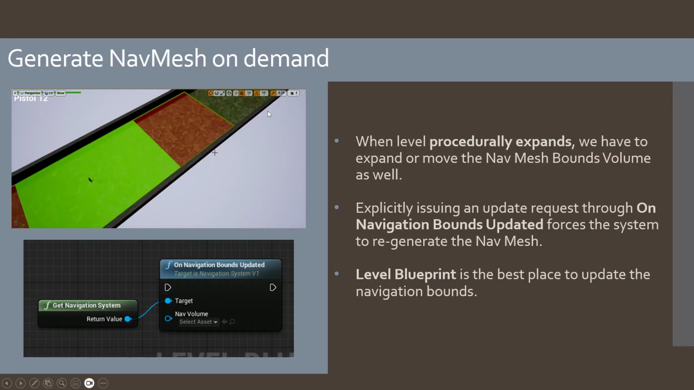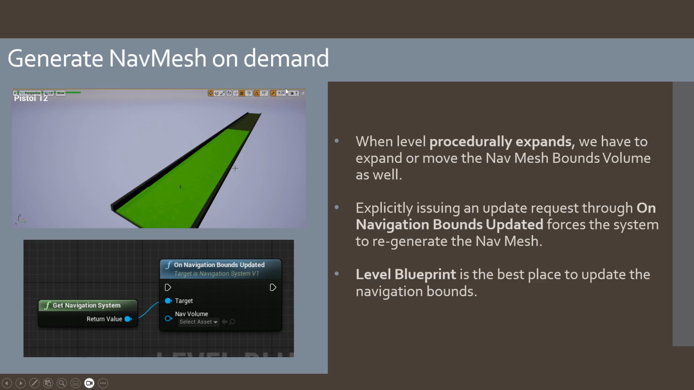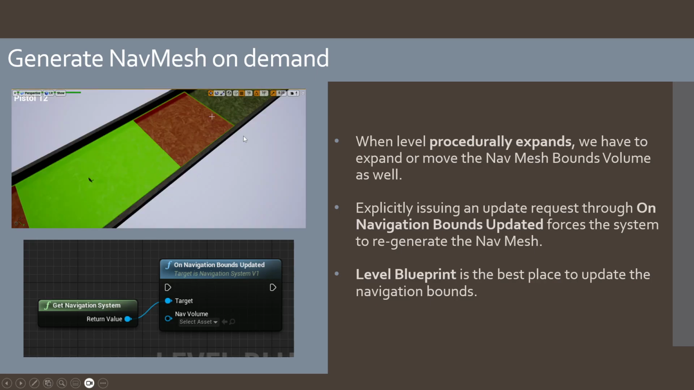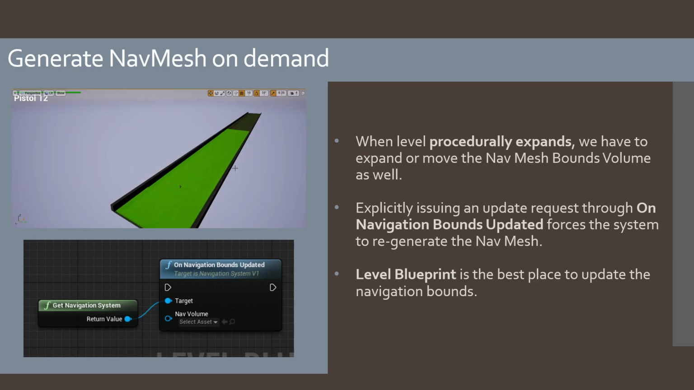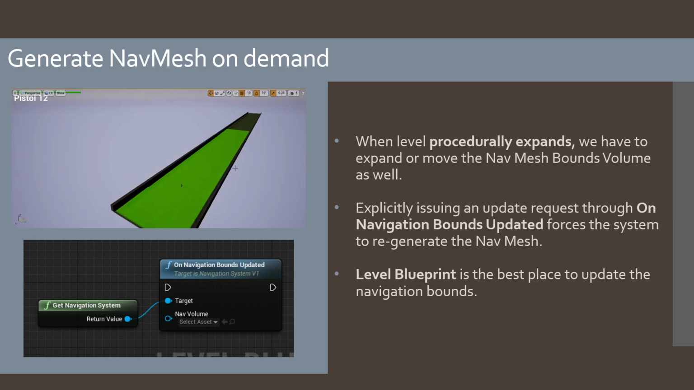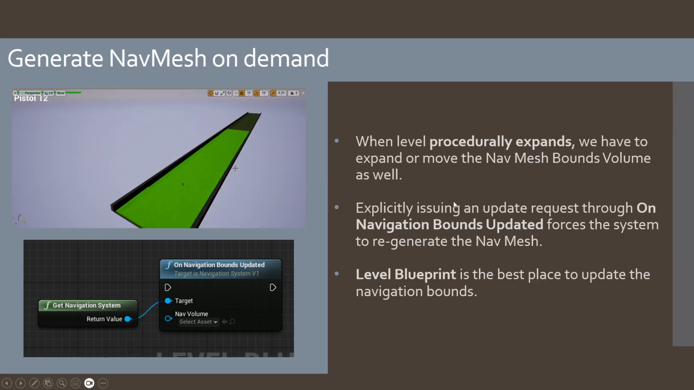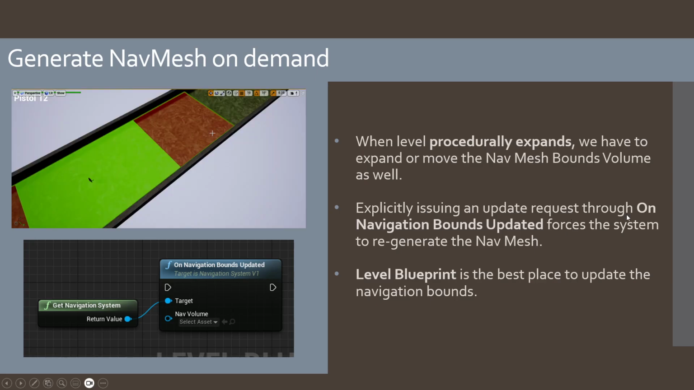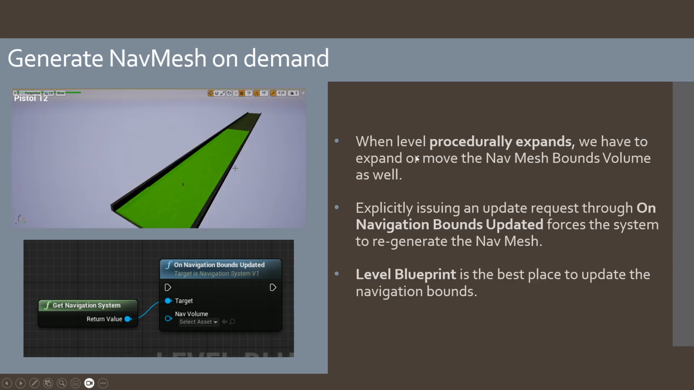So what do we do for a procedurally generated level? What we can do is generate a nav mesh on demand. What does that mean? Instead of having it update every frame, we can make it update at a certain time, depending on what option we use. When the level procedurally expands, we have to expand or move the nav mesh bounds volume as well. Explicitly issuing an update request through On Navigation Bounds Update forces the system to regenerate the nav mesh.